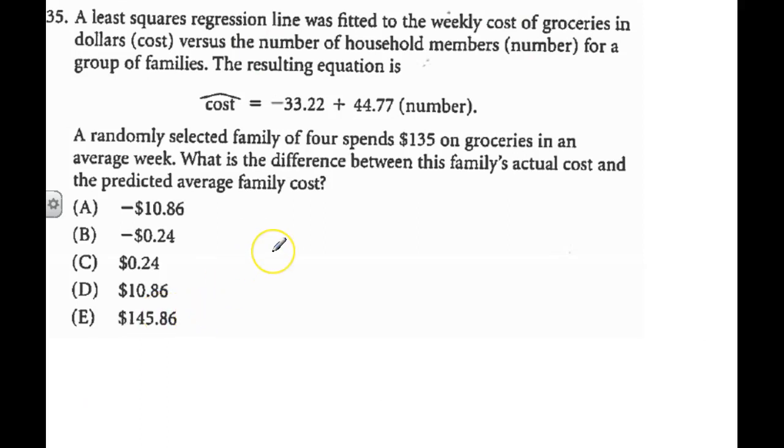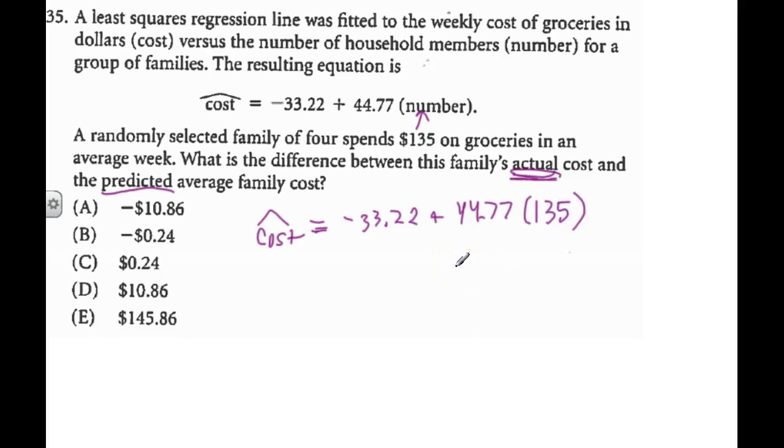Okay, so here is the least squares regression line. What is the difference between the family's actual cost and the predicted? The line is to make predictions. So if we plug this in there for the number, we're going to be able to make a prediction here. So we would say the predicted cost, that little hat means predicted, predicted cost would be negative 33.22 plus 44.77 times 135. So if you type that in your calculator, you should get the predicted cost here.